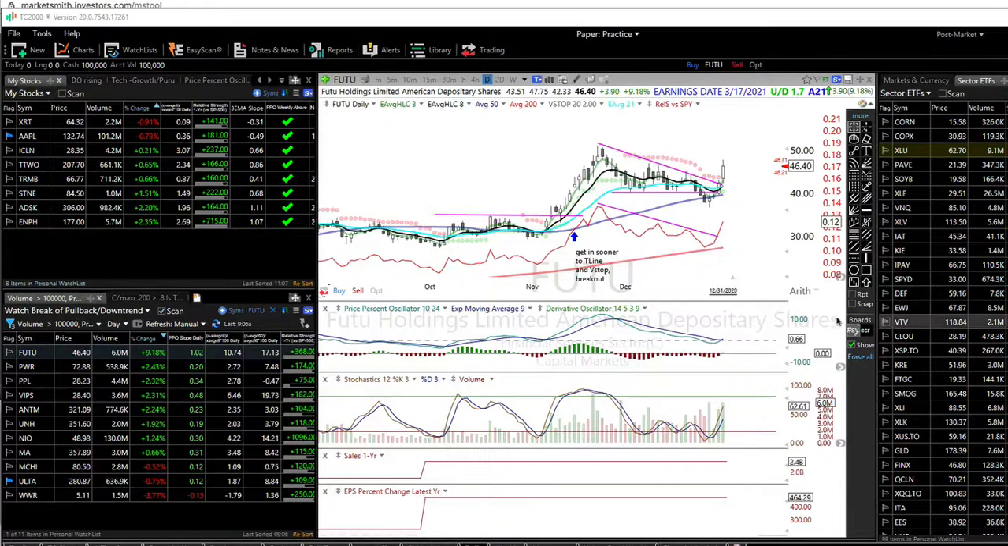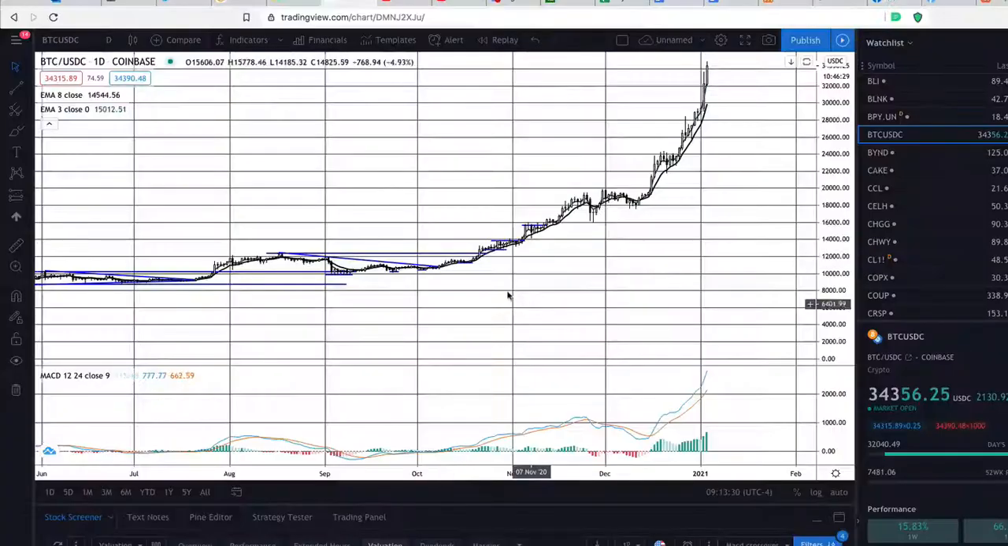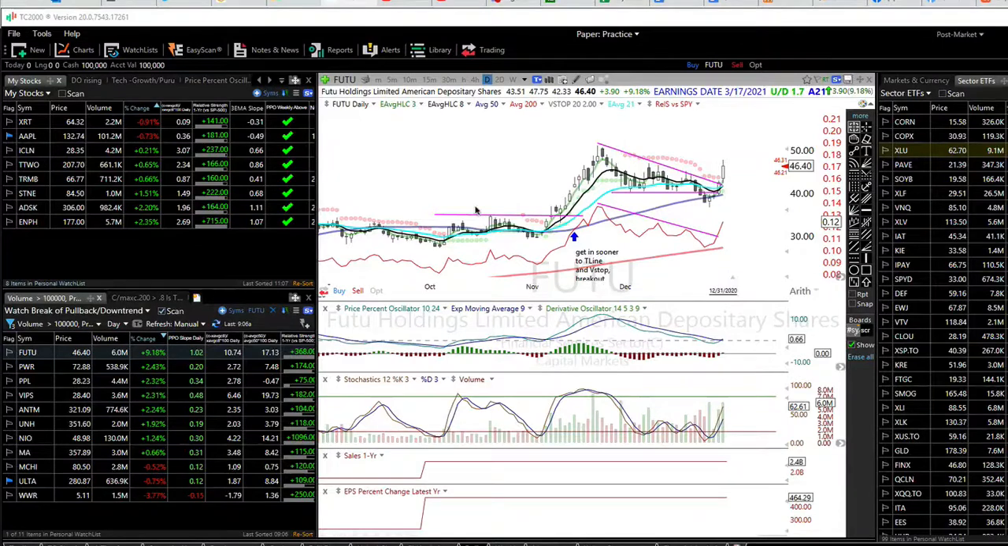But TC2000 has data as well on sales and earnings, but MarketSmith's more thorough, and it's got future estimates as well. Plus, you get all their ratings of other funds, the funds that are investing in it, which is not in there in TC2000. All right, so FUTU is one.